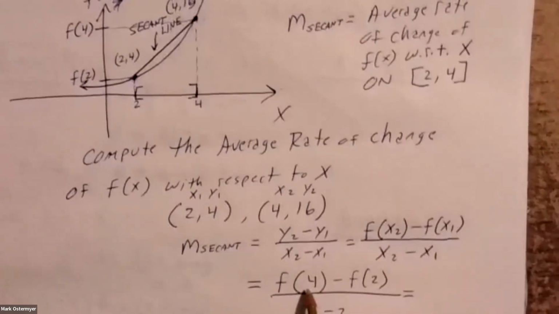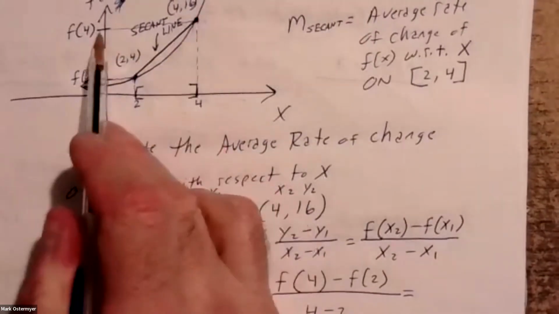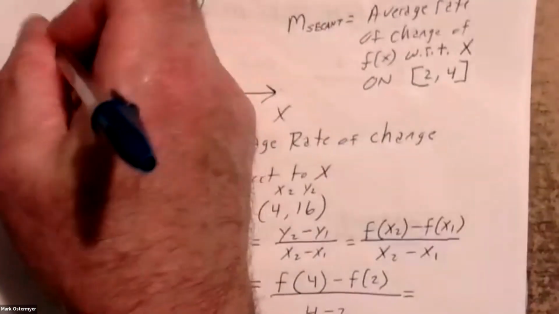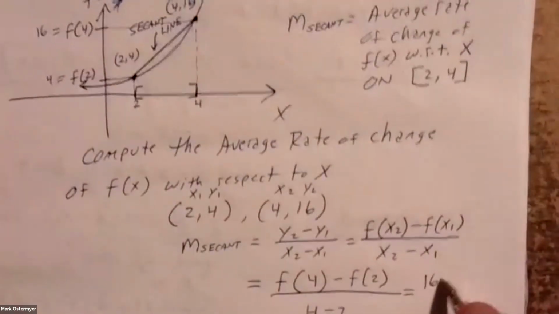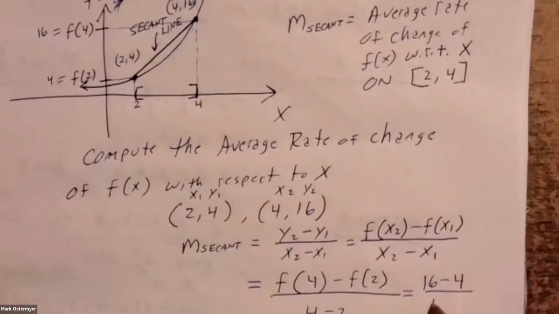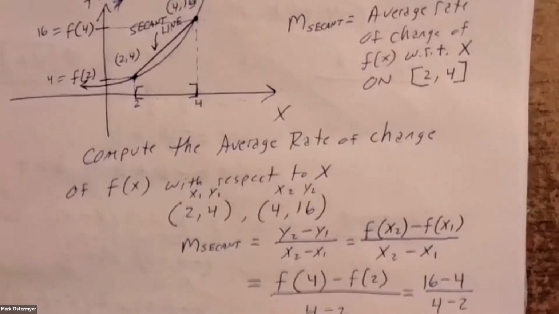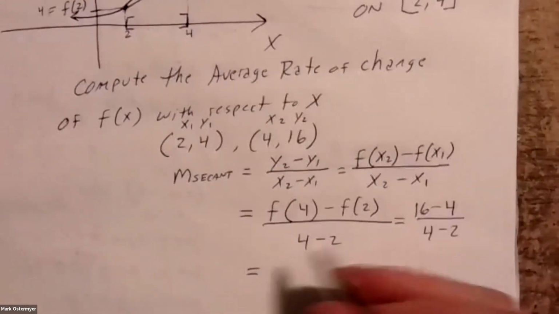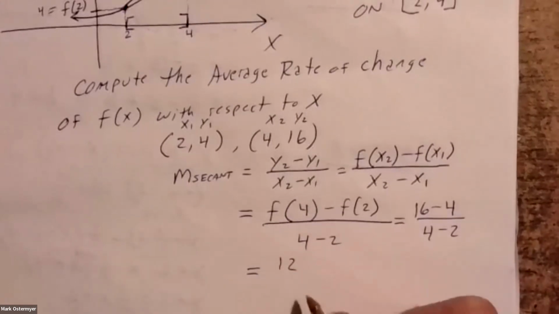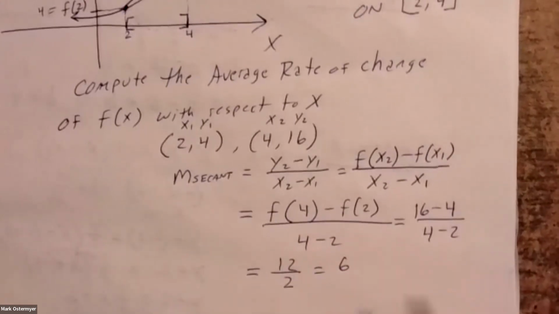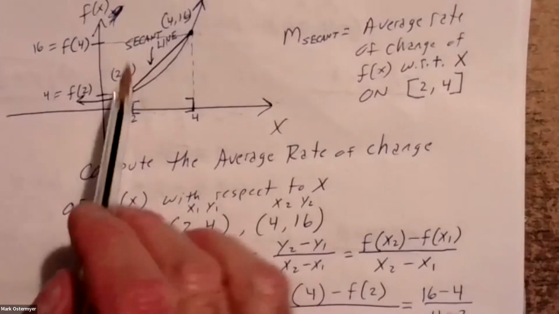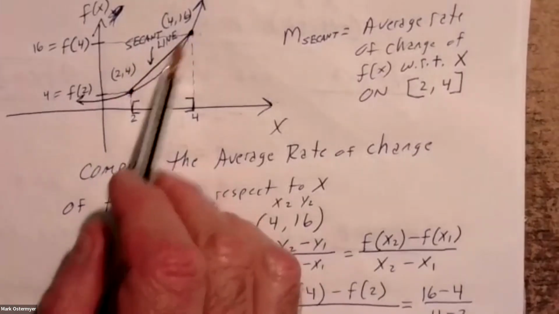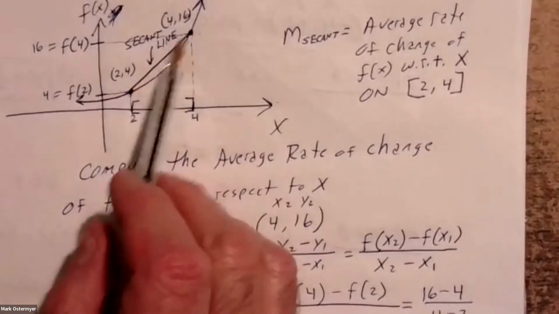But what's f of 4? F of 4 is what? 16, correct? This is going to be 16 minus 4. F of 2 is 4 over 4 minus 2. So the slope of that secant line is going to be 16 minus 4 over 4 minus 2, which is 12 over 2, which is 6. So 6 is the average rate of change of f of x with respect to x on the interval from 2 to 4. Geometrically speaking, 6 is the slope of this secant line. It's the slope of that secant line segment.